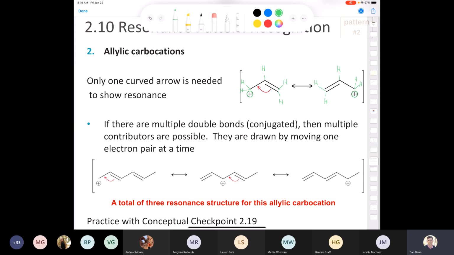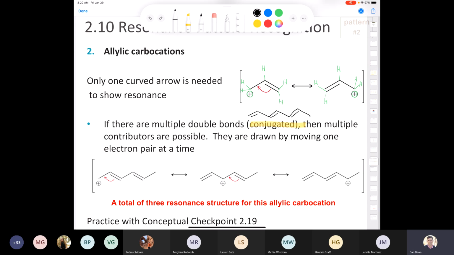All right. If there are multiple double bonds conjugated, then multiple contributors are possible. They are drawn by moving 1 electron pair at a time. So when we see the word conjugated, I can break this down for you really simply. Conjugated in organic chemistry just means double, single, double, single, double, single, double, single. Okay, whenever you see that, if you have any kind of organic molecule and it goes double bond, single bond, double bond, single bond, double, that's what we call conjugation. Okay, so you see that in this molecule here, we have double, single, right? They just alternate. That's all conjugation means.